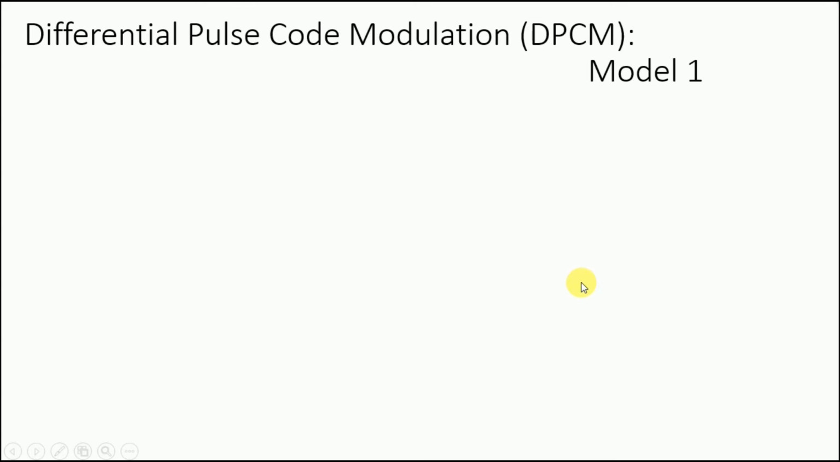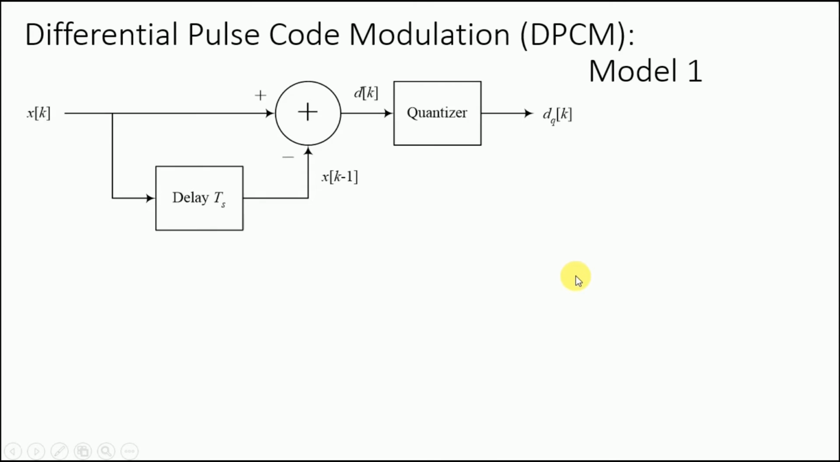So there are a couple of models for DPCM. The first model is the simpler one. In this model we have an input which is mentioned as x of k. This is fed to a summation block. Next we take a thread from the input and delay it by a sampling period Ts, so that if we have x of k over here, after passing through the delay of Ts we would have x of k minus 1, the value at the previous instant of time.